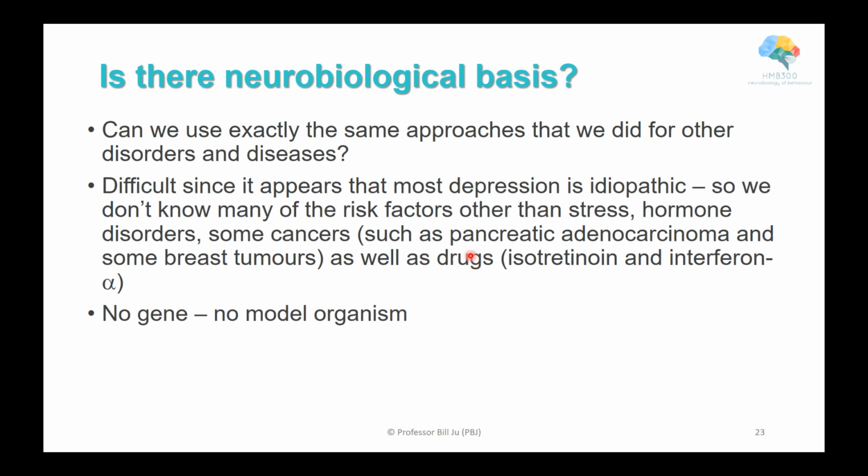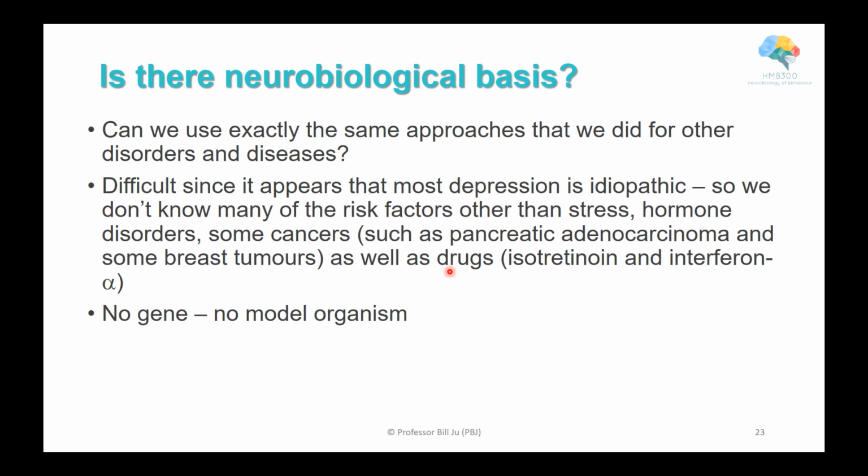If you are getting treated with different types of drugs, isotretinoin as well as interferon alpha can also give you a lot of the same signs and symptoms of being depressed. So treatment with drugs, just like we saw with Parkinson's, treatment with toxicants can lead to Parkinson's. Treatment with drugs like isotretinoin and interferon gamma can also lead to the production of depression as well.